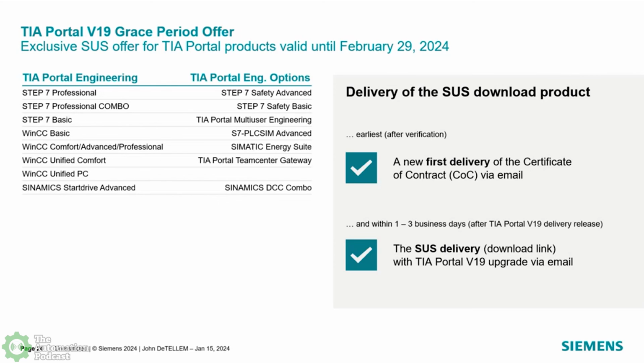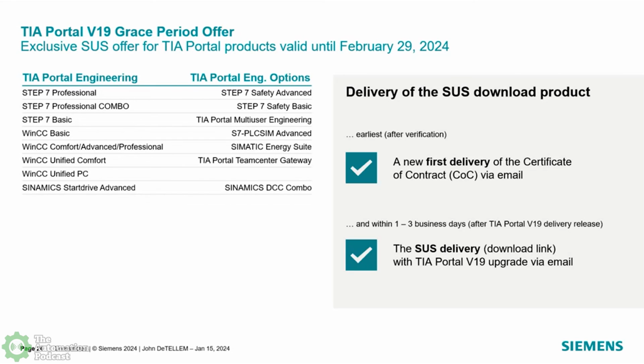If I'm on the update service for the different packages that I have, they're kind of listed here: Step 7, WinCC, Start Drive, Safety, Multi-User, PLC Sim Advanced. Then when version 19, or version 6 of the PLC Sim Advanced, for example, releases, Siemens automatically sends you an update, and you get the upgrade license from your V18 to V19, and you get your install file sent to you. Usually the cutoff for the update is on the release date, which was in November.